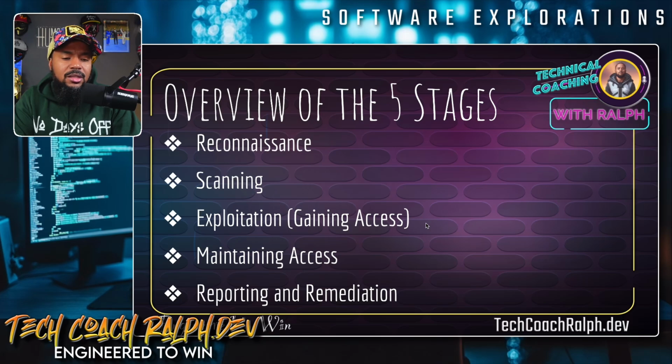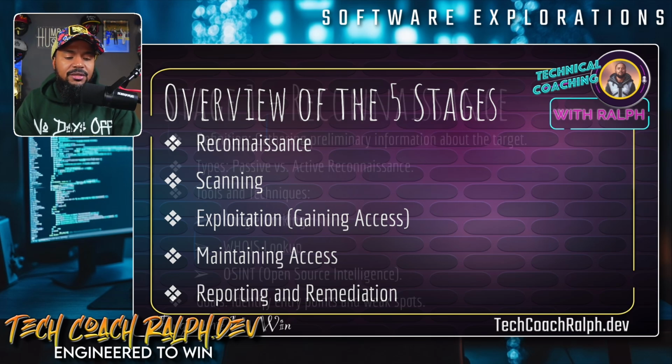So let's do a quick rundown of the 5 stages again. We have reconnaissance, scanning, exploitation, and gaining access. We have maintaining access. So after you actually exploit to gain the access, then you have to maintain the access, and then reporting and remediation.